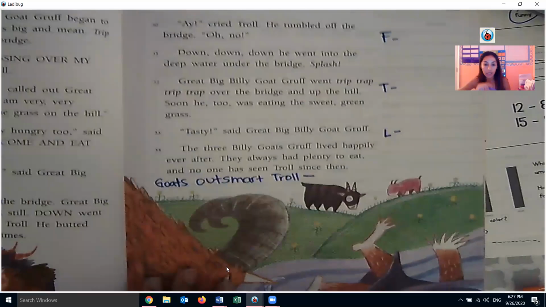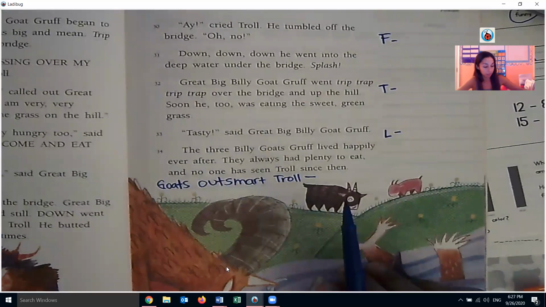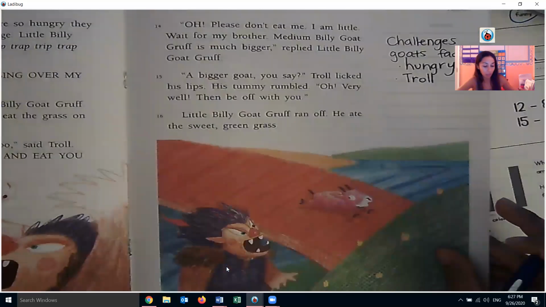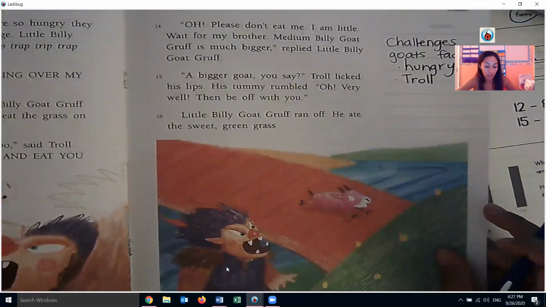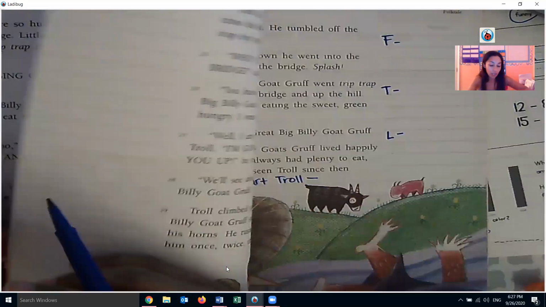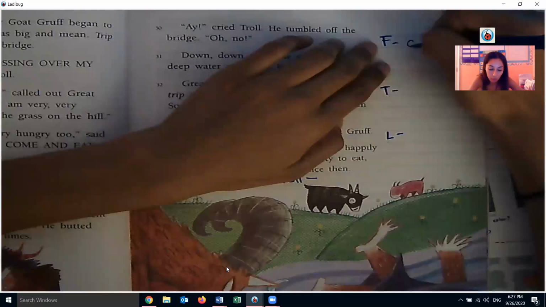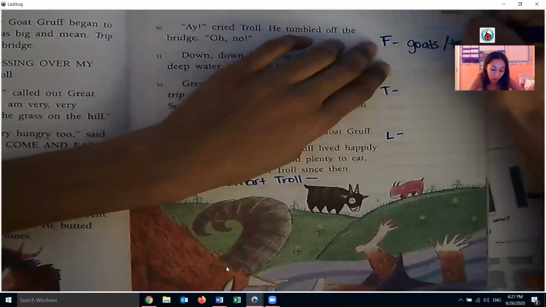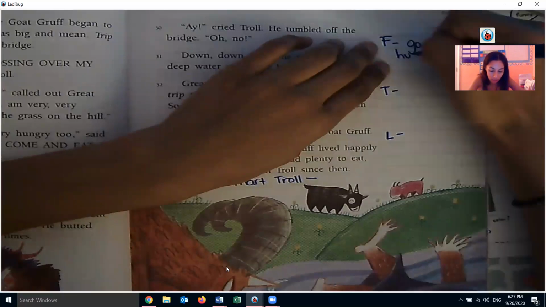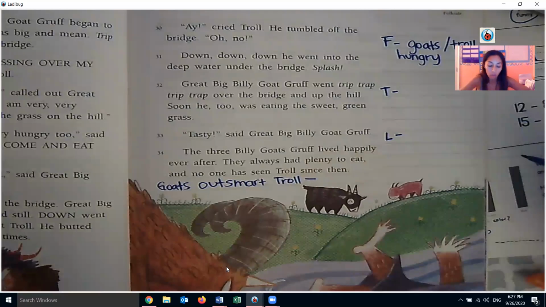Okay, so first, then, last. So we've already read the first pieces of the story yesterday. We said the challenges they face is that they're hungry. There's a troll. So first, let's see. I'm just going to write it kind of in notes. Goats and troll are hungry. The goats want to eat the grass on the other side. The troll won't let them.